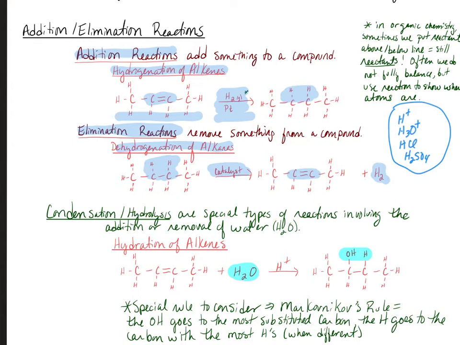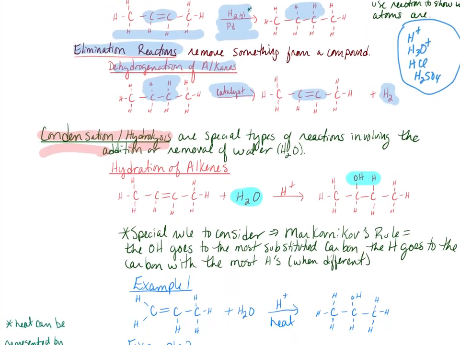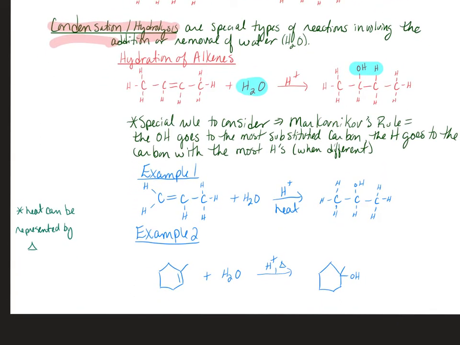So as a subcategory of addition and elimination reactions, I've identified several condensation and hydrolysis reactions. There's special things we have to pay attention to here. Now, when you're asked to identify the type of reaction something is, it can be both an addition or an elimination reaction, as well as a condensation and hydrolysis. And addition goes with hydrolysis, and elimination goes with condensation, just to confuse you. So let's go ahead and look at this.